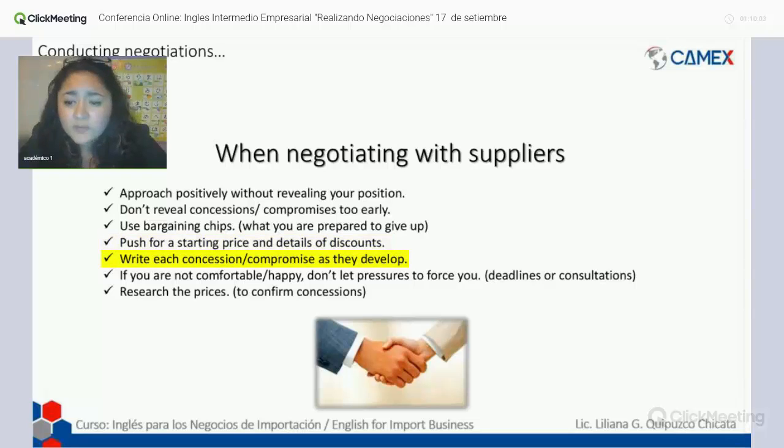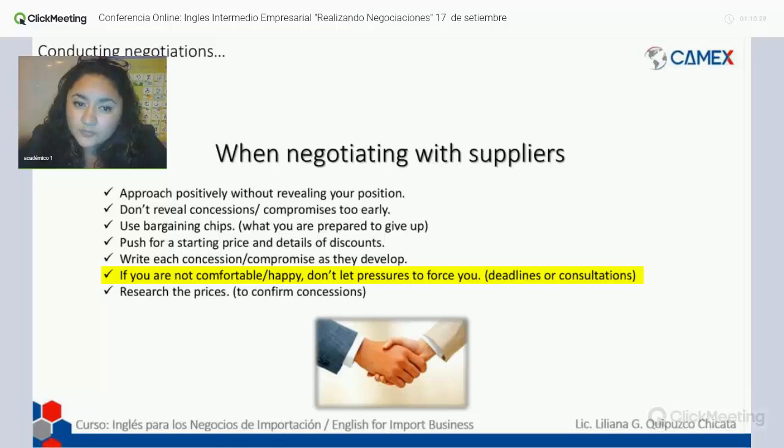Then, if you make any concessions or compromises, you have to write them down as soon as you make them, so at the end when you summarize, you can let everybody know what you decided and agreed. Okay. Then, if you are not comfortable or happy, don't let pressures force you.